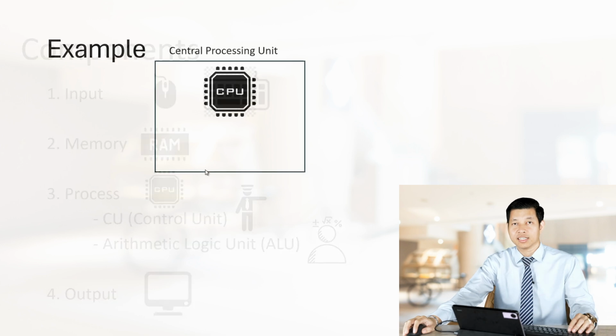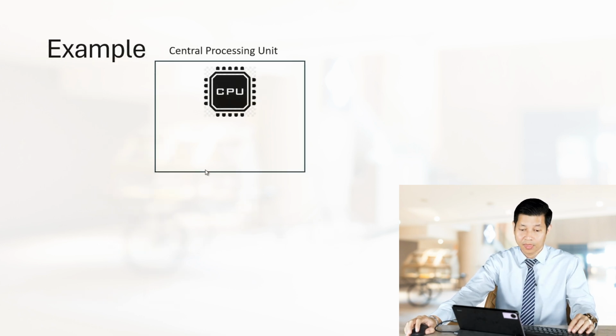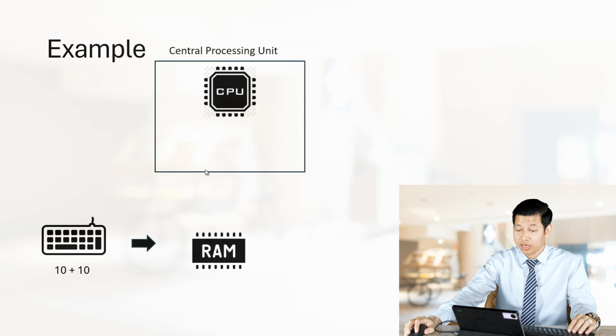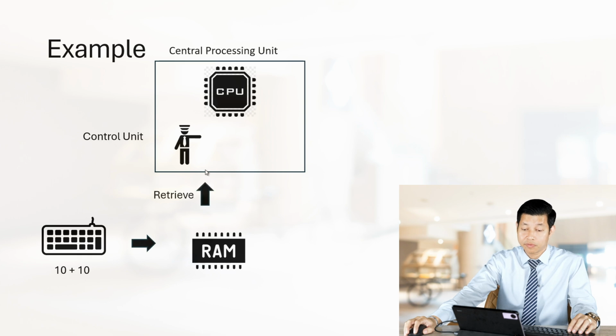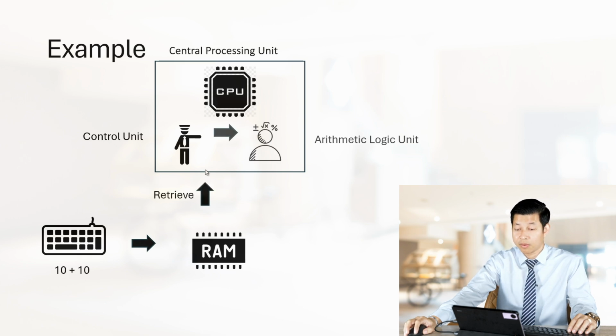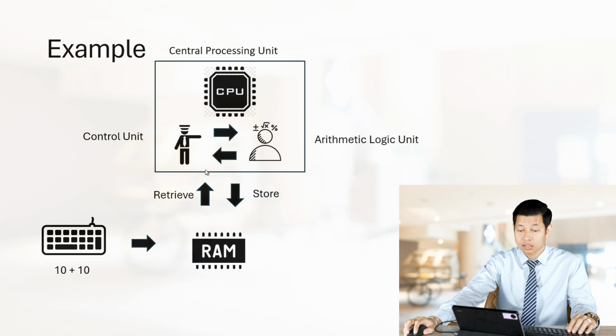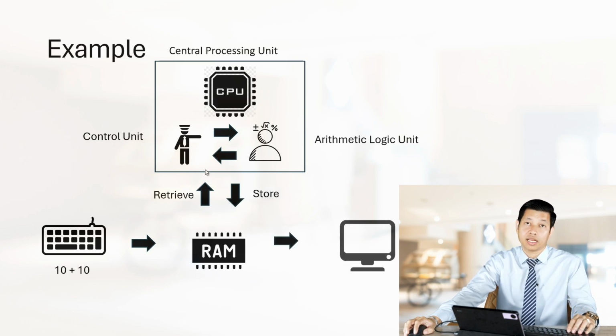For easy understanding, let's take a look at an example. We input the data 10 plus 10, as you can see here, through the keyboard, and the data is stored in the memory called RAM and is ready to process. The CU retrieves the data or command from the memory and sends it to the ALU to perform the addition. After completing, the ALU sends the result back to the CU. The CU stores the result 20 in the memory and displays 20 on the monitor.